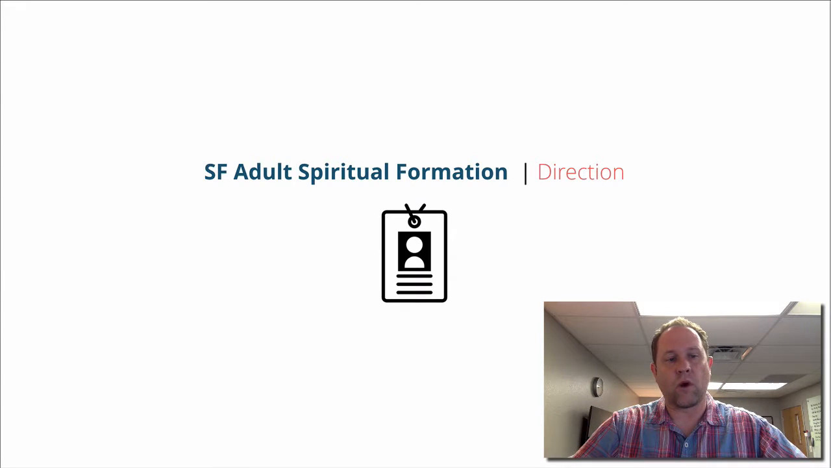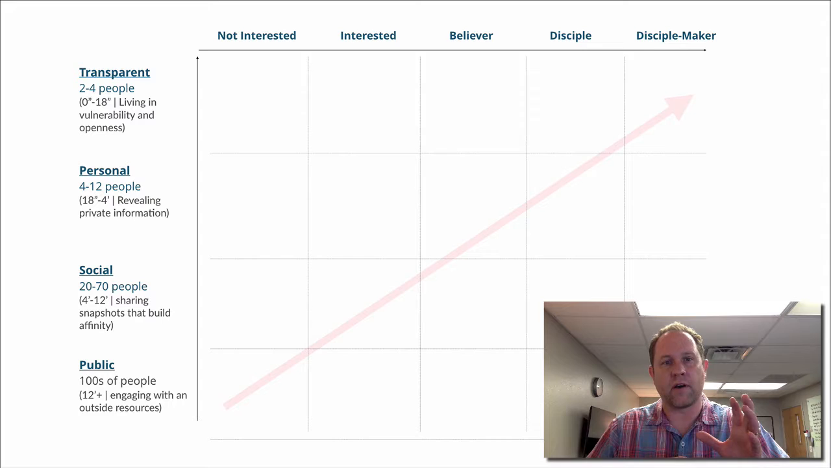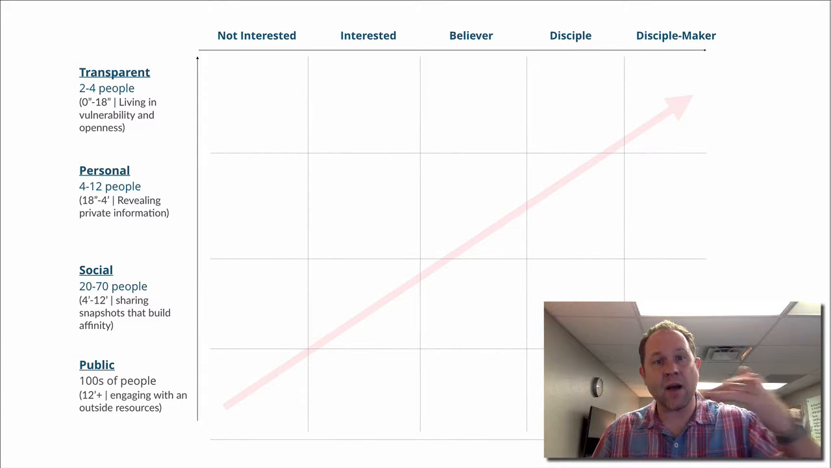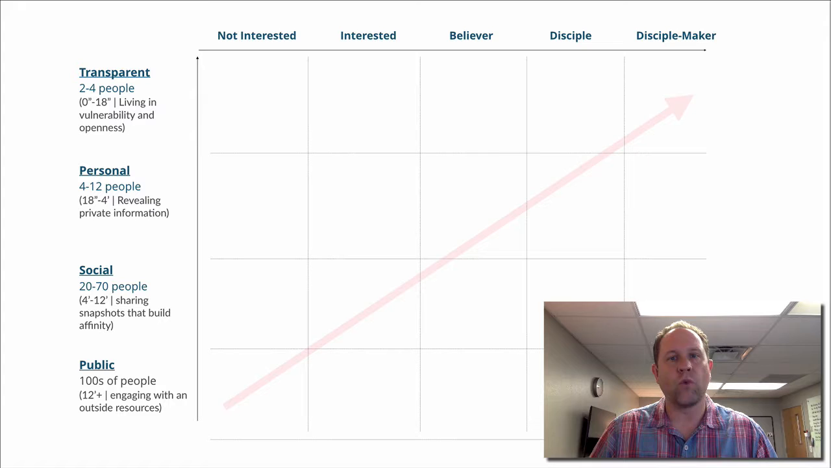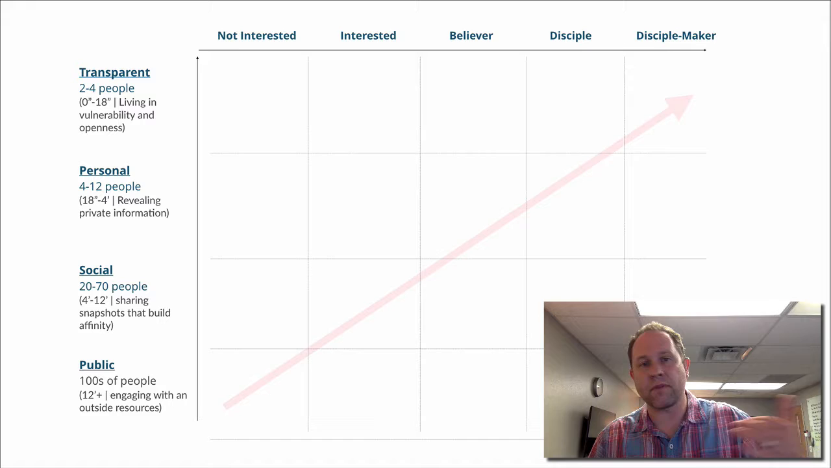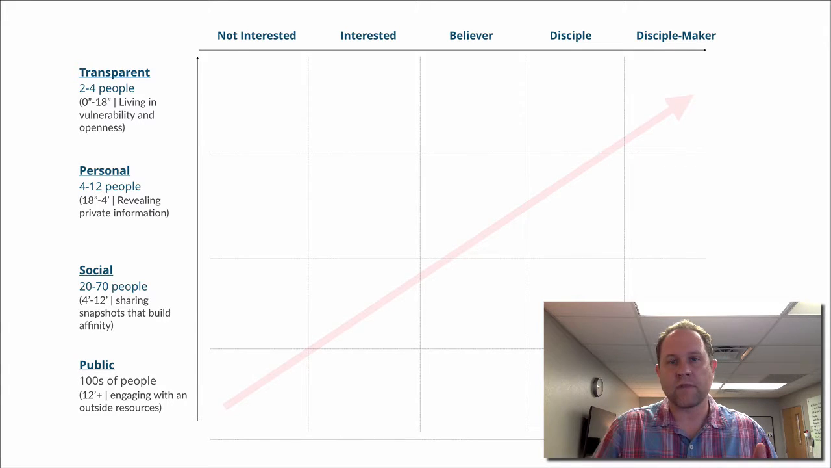So what I wanted to do was talk about this matrix. Up at the top of this screen is what we call our DModel, or our discipleship model, which is a five-stage continuum that helps people determine where they are with Jesus in relation to who he is, their belief or unbelief, and then chart a way forward to grow into being disciple makers. So that's the top of the horizontal axis. You see not interested, interested, believer, disciple, disciple maker.